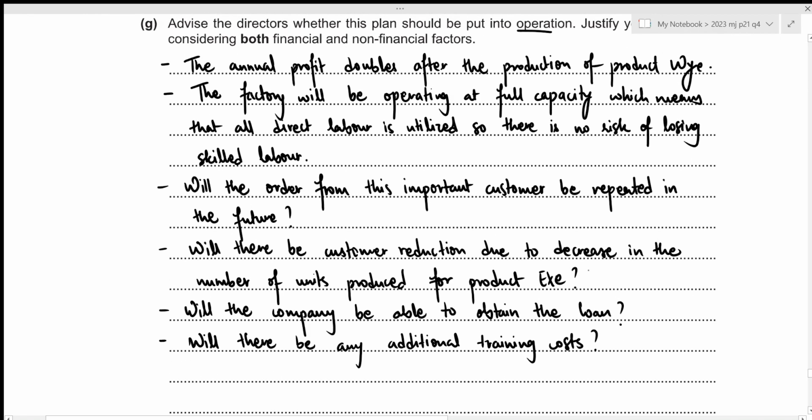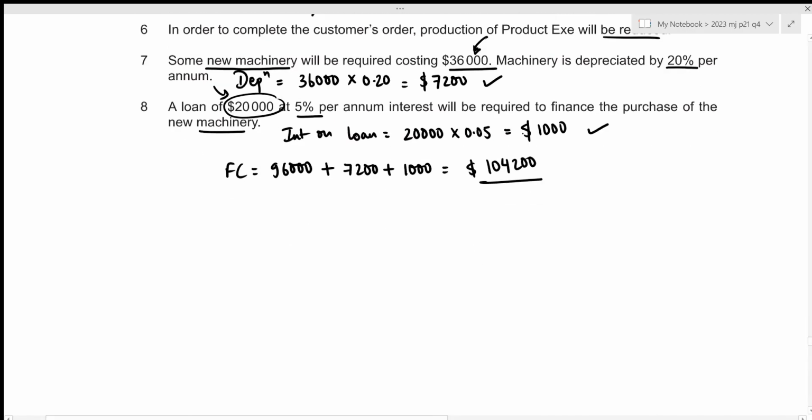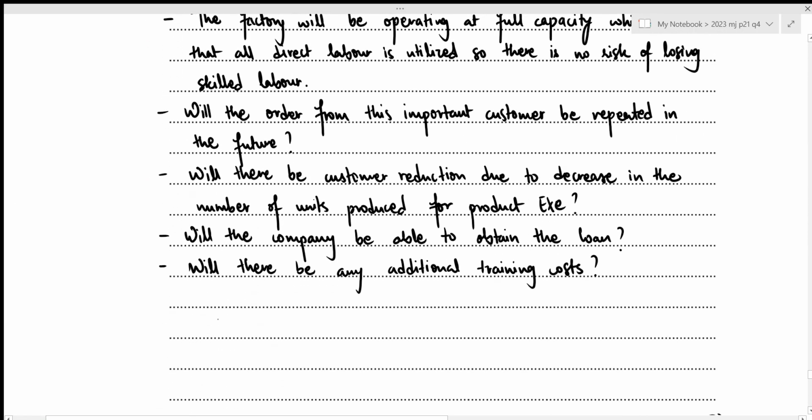Alright, we have written down 6 justifications, and now based on this we need to advise the directors whether or not this plan should be put in operation. So personally I would suggest the directors not to put this plan into operation, because remember that there is an increment in the fixed cost due to the production of the product Y, and we're taking out a new loan as well as we're purchasing new machinery. So if this customer does not repeat the order in the future, then the fixed cost will be increased for the next few years. And if our costs are increased, then it means that our profit will fall. So the profit will also fall in the long term. That's why I'm just going to suggest the directors that this plan should not be put into action.